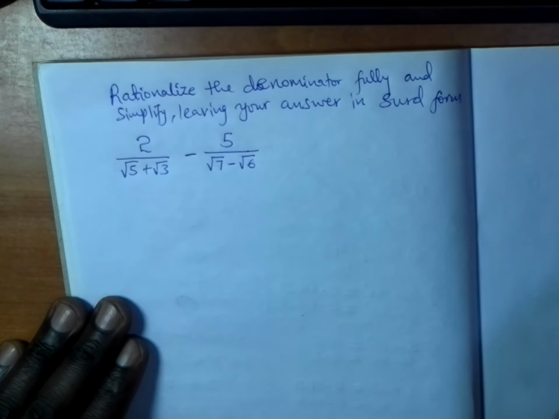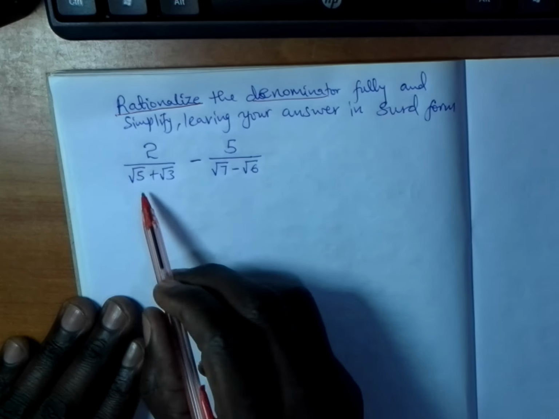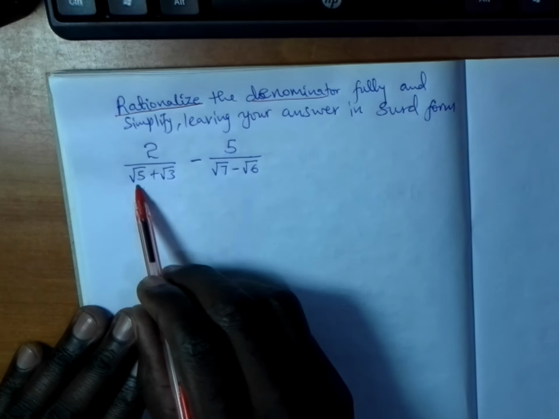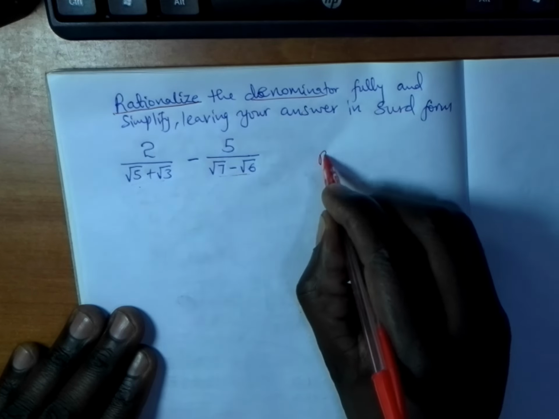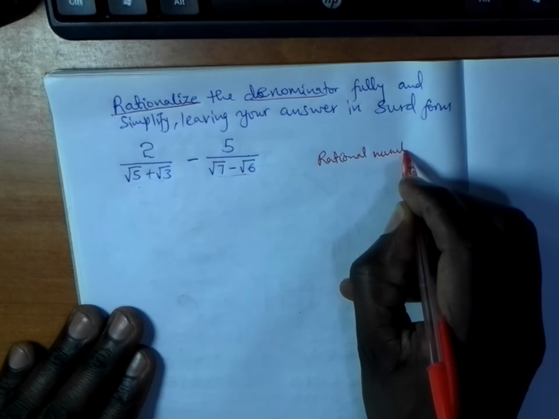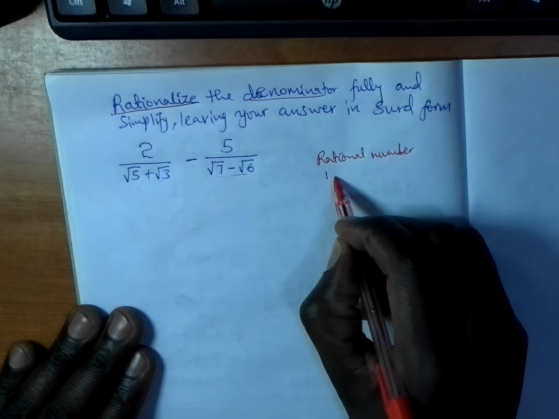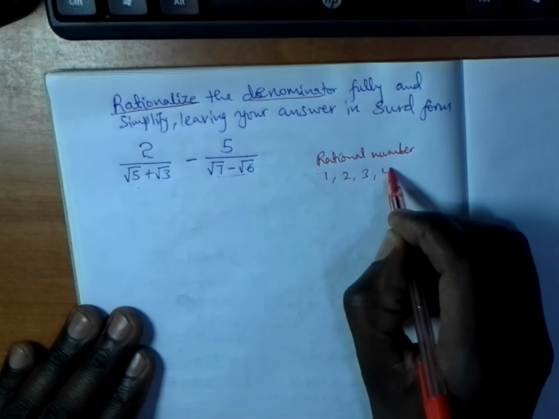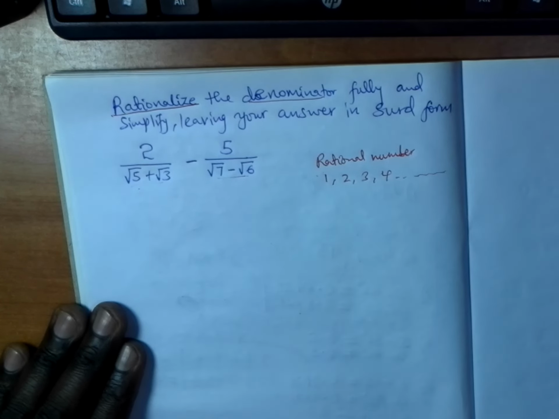So the term rationalize the denominator means that we have to make the denominator of this fraction a rational number. In other words, we are talking about a whole number. Could be 1, 2, 3, 4, and so on. That's the rational number we are talking about.